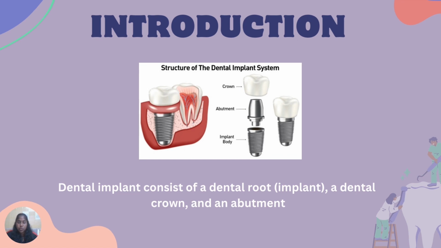This dental implant includes a dental root, a dental crown, and an abutment. It's a must to use biomaterial specifications that are based on the mechanism of biocompatibility, meaning that the material does not have toxic or harmful effect on the biological system.